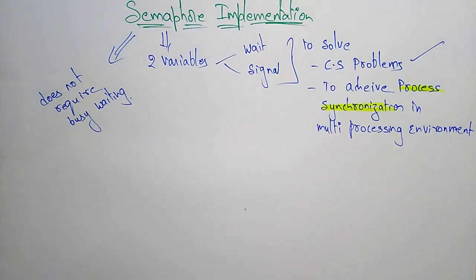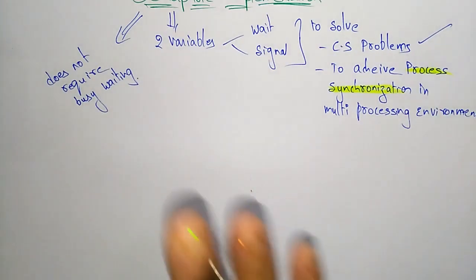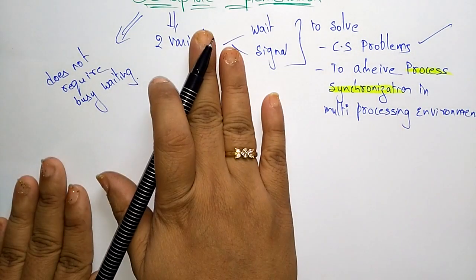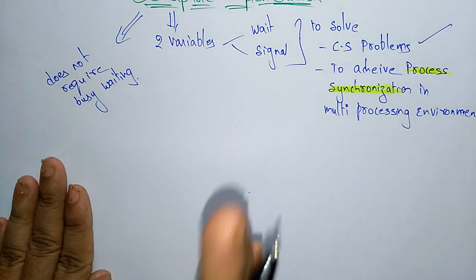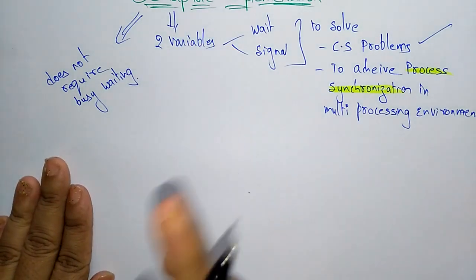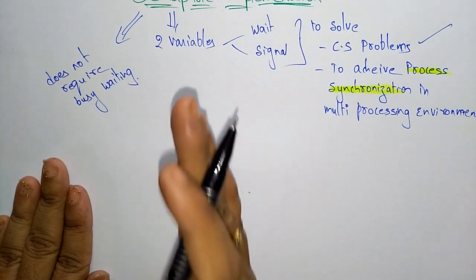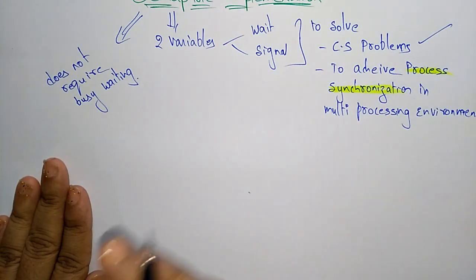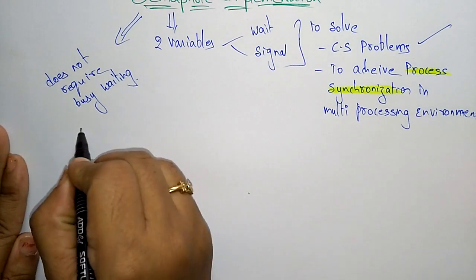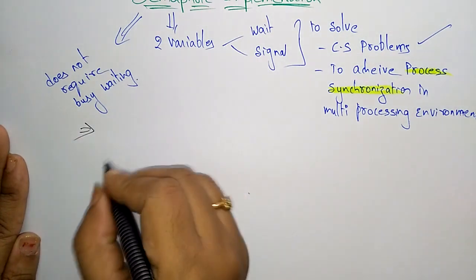Now let us see how we implement Semaphores. Whenever you are using the Semaphore's variables, there must be a guarantee that no two processes can execute wait and signal on the same Semaphores at the same time. That condition you have to follow while you are implementing.